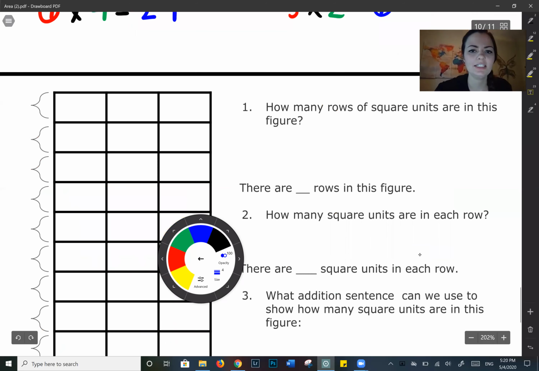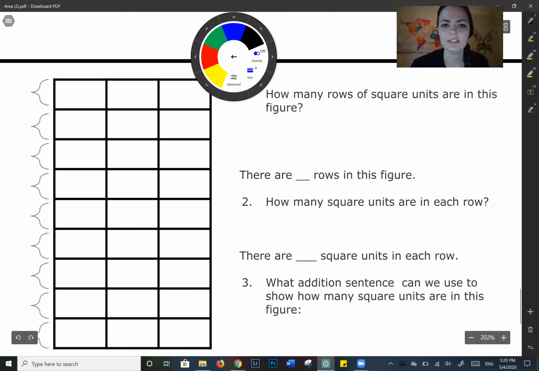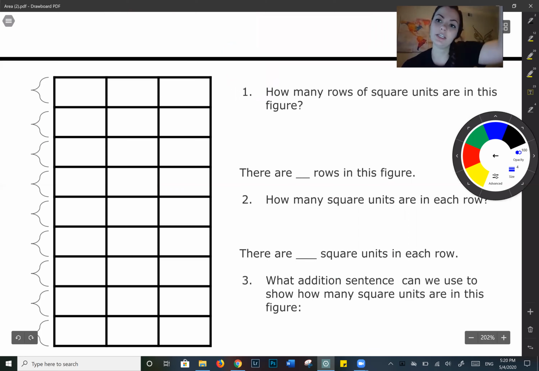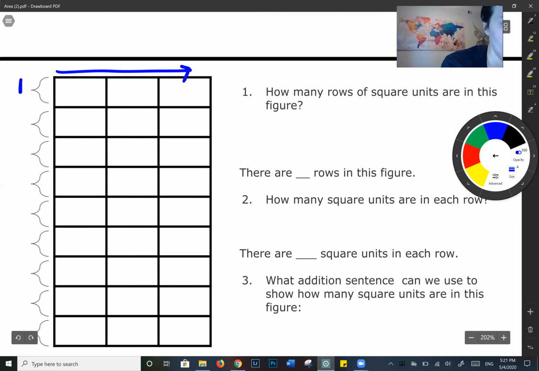Now we have a question, and it says, how many rows of square units are in this figure? So if we look at the figure, we count the rows by looking at the side. This way, if we go this way, that is a row. When you read in a book, the lines that you read, those are the rows. So how many rows are in this rectangle? So we're going to label them. We have 1, 2, 3, 4, 5, 6, 7, 8, 9.